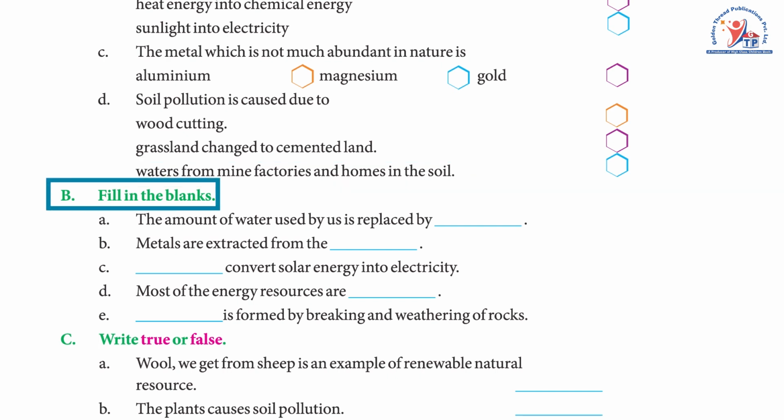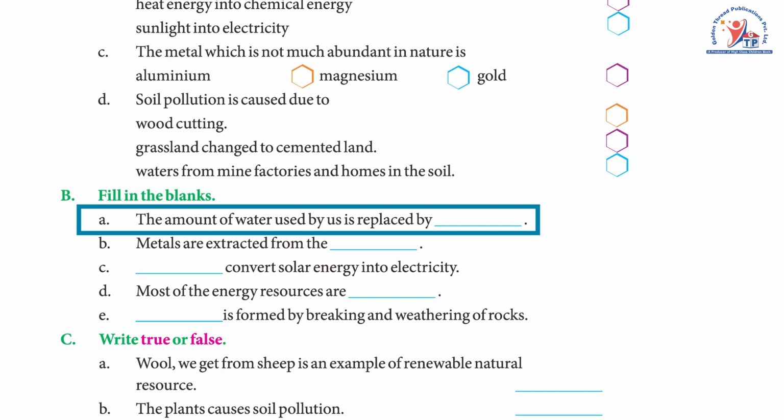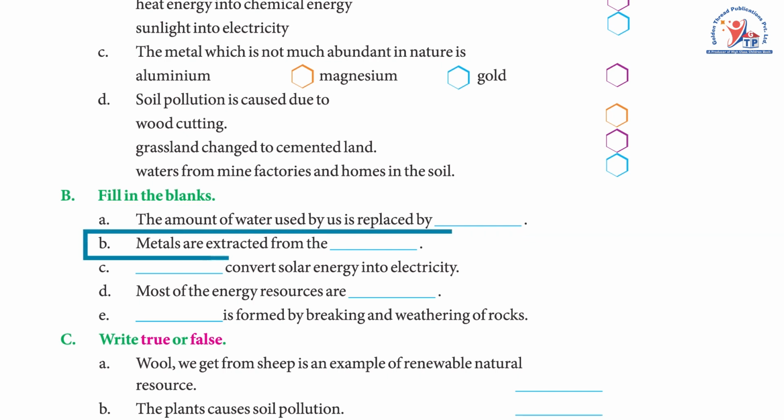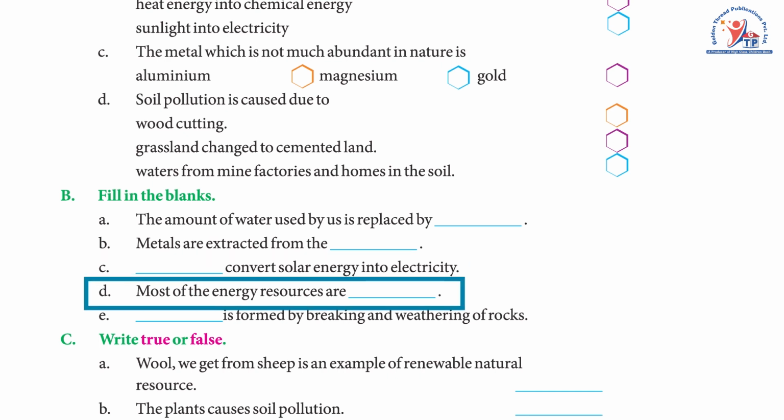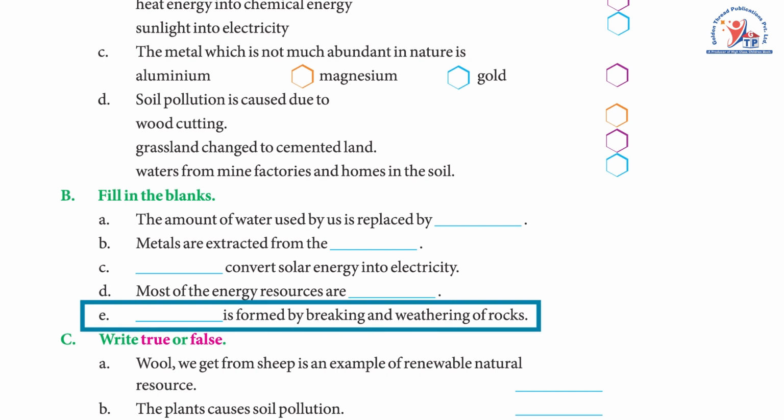B. Fill in the blanks. A. The amount of water used by us is replaced by dash. Answer. Rain. B. Metals are extracted from the dash. Answer. Ores. C. Dash converts solar energy into electricity. Answer. Solar cells. D. Most of the energy resources are dash. Answer. Non-renewable. E. Dash is formed by breaking and weathering of rocks.